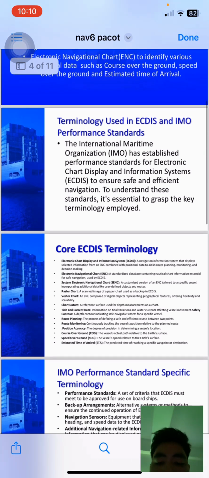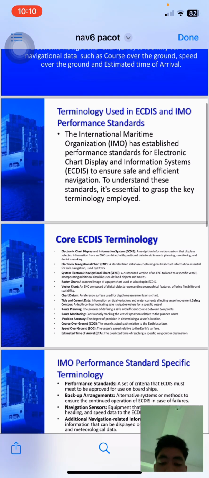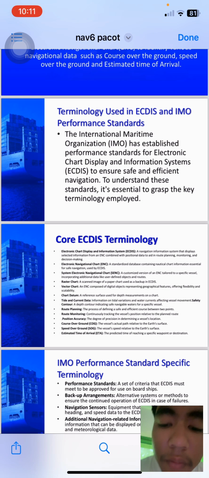Firstly, we have to explain the terminology used in ECDIS and IMO performance standards. As per regulation of IMO performance standards, the International Maritime Organization or IMO has established performance standards for electronic chart display information system ECDIS to ensure safe and efficient navigation. To understand these standards, it's essential to grasp the key terminology employed.